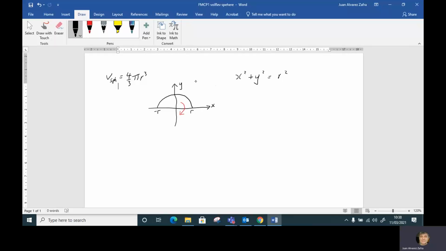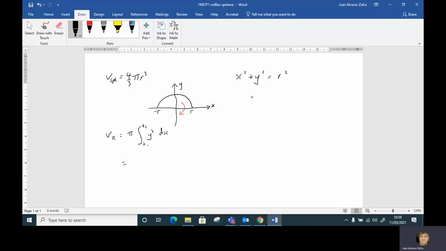Now, the first thing to realize is that we need to use the formula. The volume of revolution is pi, and then if we want to revolve about the x-axis, we would need y squared dx, and in this case, the x values are going to be from minus r to r, but I'll call them x1 and x2 for the moment, okay? We'll see that in a moment.